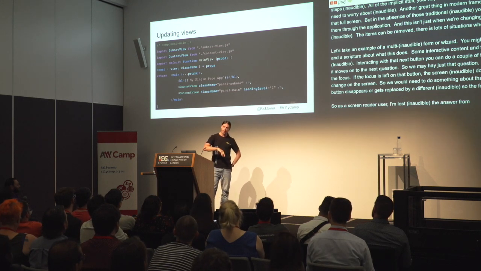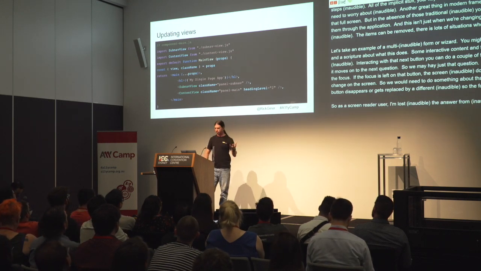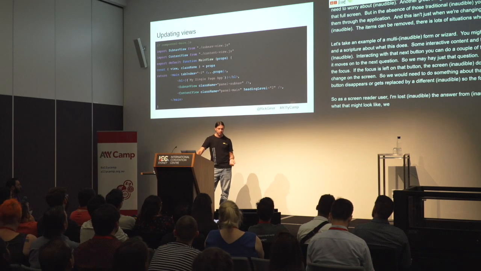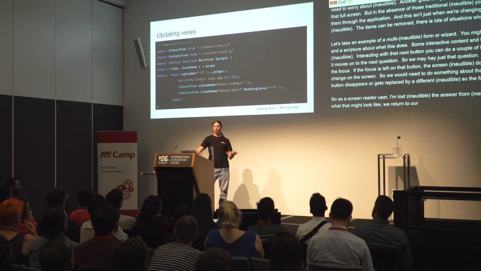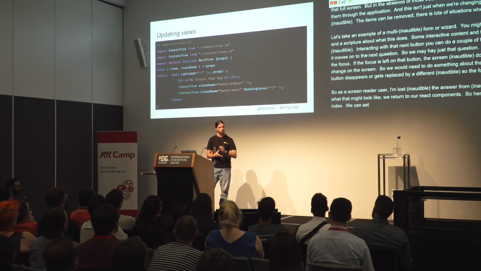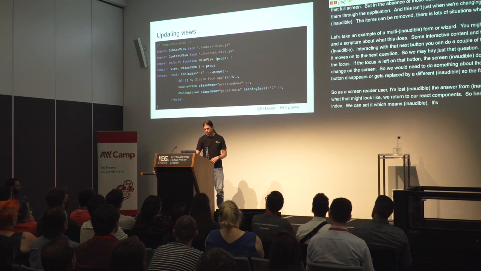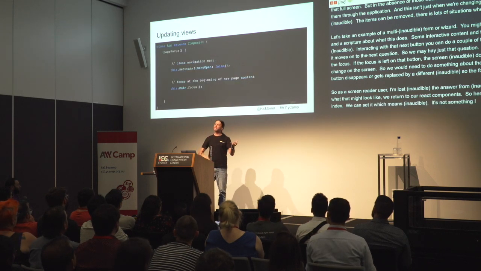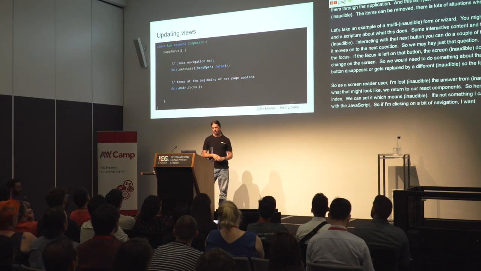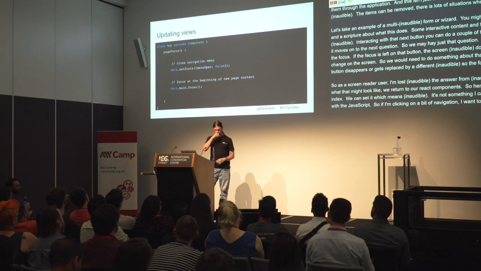If we return to our React component, I might want to set focus to my main landmark element. So here comes a good use of tab index. We can set it to -1, which means that I'm not accidentally going to tab to it. It's not something that I can tab to, but I can programmatically set focus with some JavaScript. So if I'm clicking on a bit of navigation, I might want to close that navigation and then set focus with a native JavaScript command.